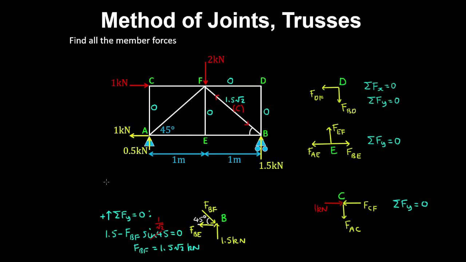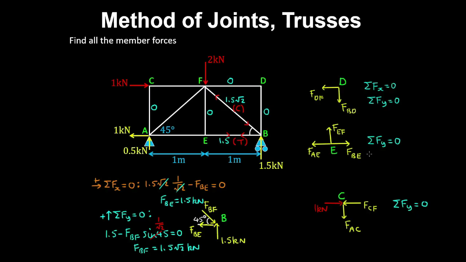And now if we take a horizontal equilibrium of forces, with positive to the right, we have FBF, which is 1.5 root 2, cosine 45 degrees, which is 1 on root 2, minus FBE is equal to 0. And here we have a cancellation, so FBE is 1.5 kilonewtons, which will write over here. And because this force is pulling away from joint B, then this member is in tension.